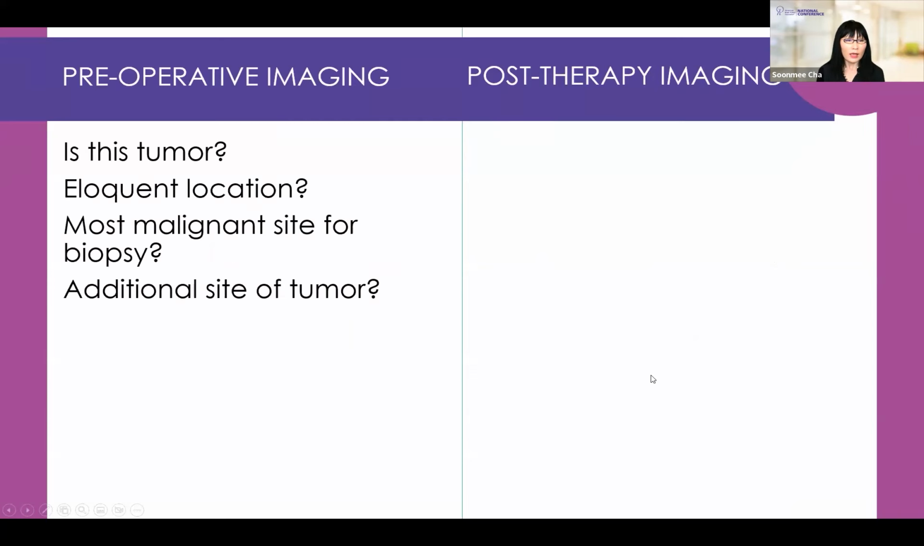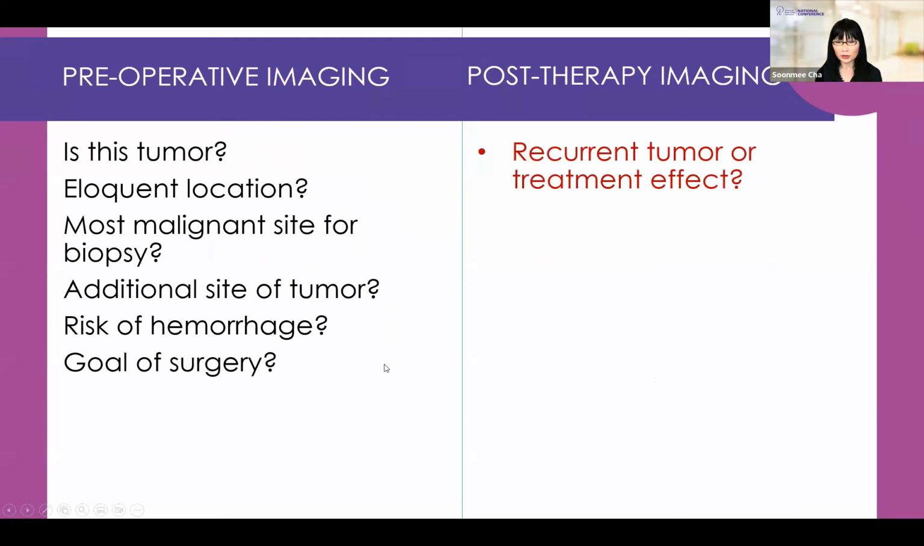In the preoperative setting, like I said, we're asking the question, is this really tumor? Where is it? And where would be the most malignant site? Are there additional sites of tumor? And is there a risk of hemorrhage?